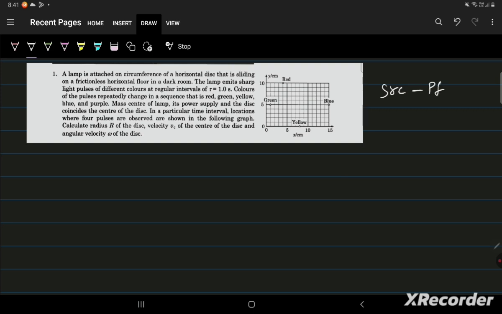The question says, a lamp is attached to the circumference of a horizontal disc that is sliding on a frictionless horizontal floor in a dark room. The lamp emits sharp light pulses at regular intervals of tau equals 1 second. The color changes repeatedly in the sequence red, green, yellow, blue and purple. The center of mass of the lamp and its power supply coincides with the center of the disk. In a particular time interval, the locations where four pulses are observed are given in the graph. We have to calculate the radius of the disk and the velocity Vc of the center of mass.